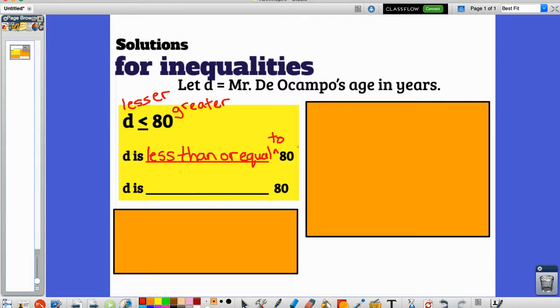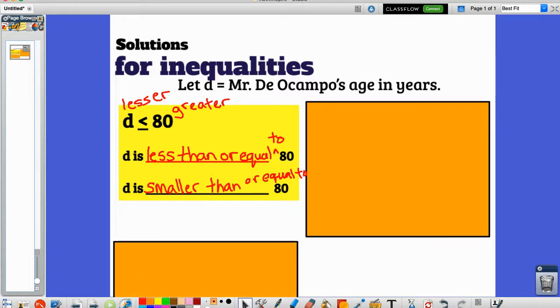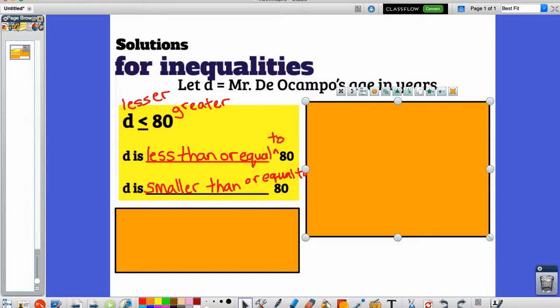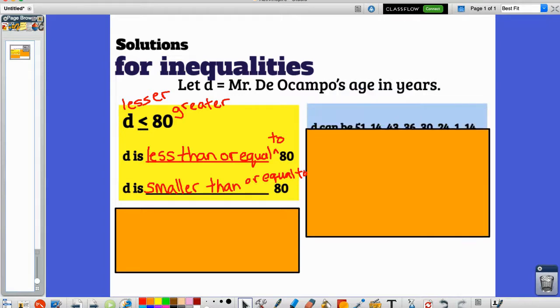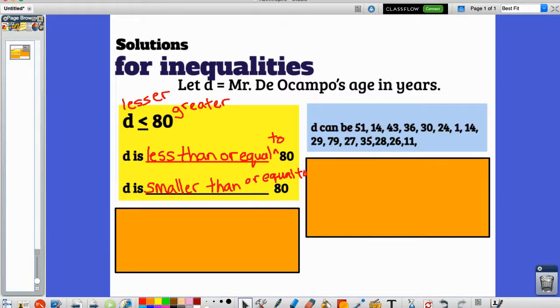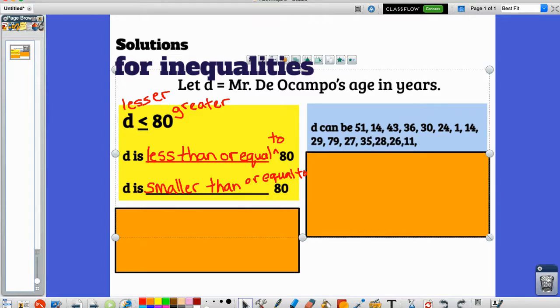And I'm just going to have to write this above here. D is less than or equal to 80, or we can also say D is smaller than or equal to 80. All right, that's the best I could do there with my pen. Now, since we have all of this knowledge, we can start making some guesses. And we had some students guess what my age could be, okay? So these are all the guesses that students came up with.